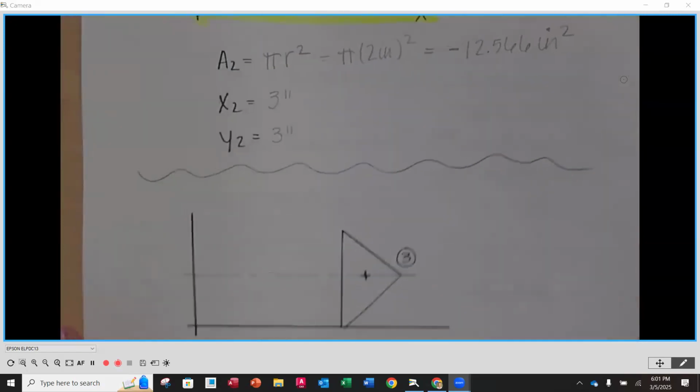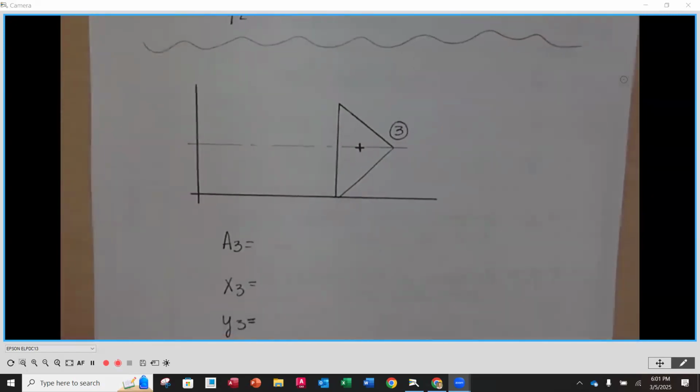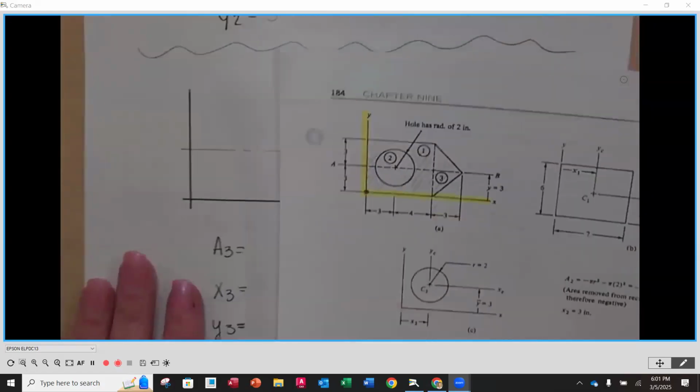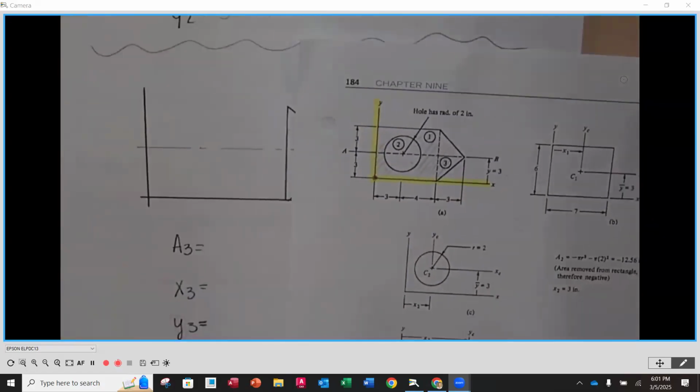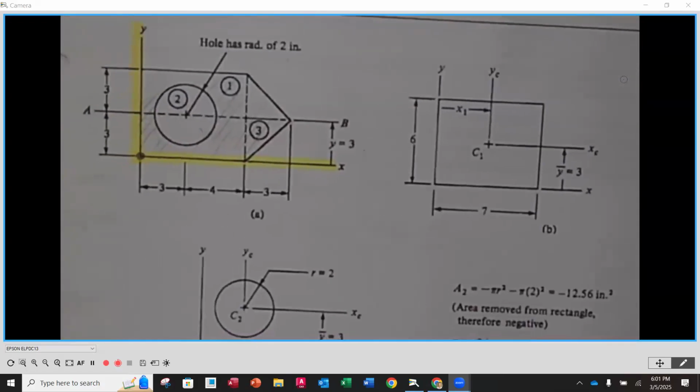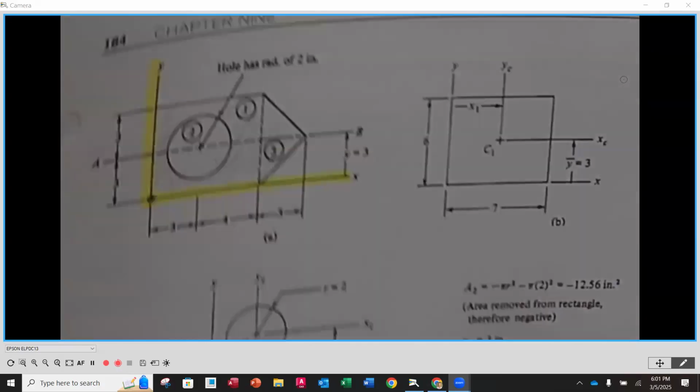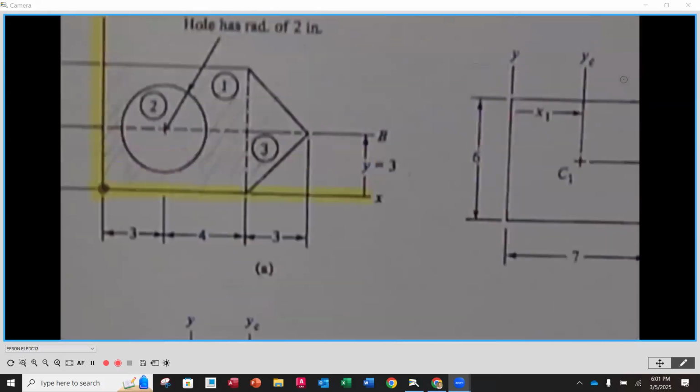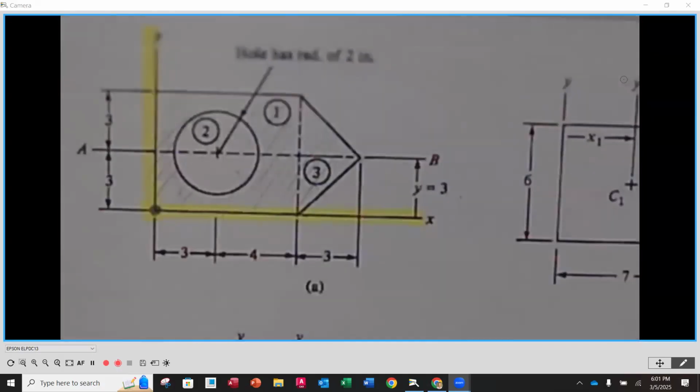Next shape, go ahead and do this one on your own if you need to. I'll put the little illustration here. So if you need information, see what you can fill in for your triangle, hopefully. You can see that, whether you are virtual or in the classroom.